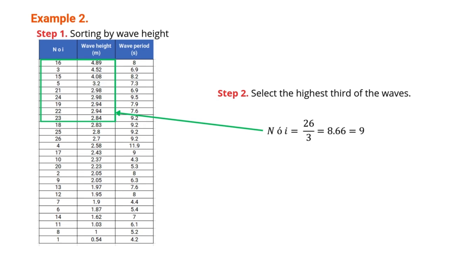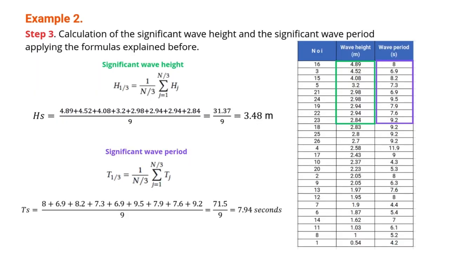The number of waves in the highest third is 26 divided by 3. The result is 8.66. Since there are no fractions of waves, then apply rounding rules. So 8.66 is rounded to 9. Select the top 9 highest waves from the sorted list. These are marked in the green box and will be used for Step 3.